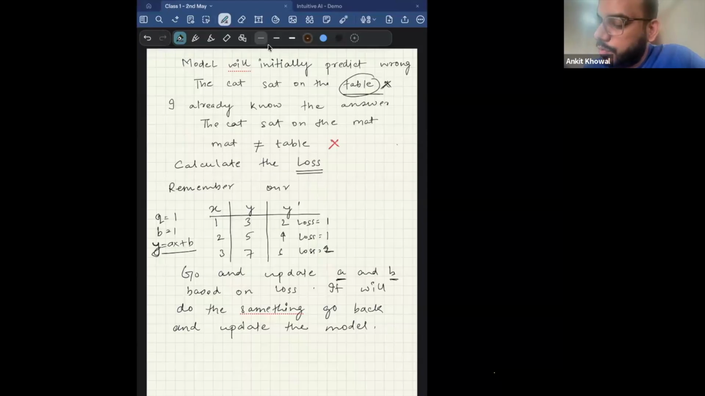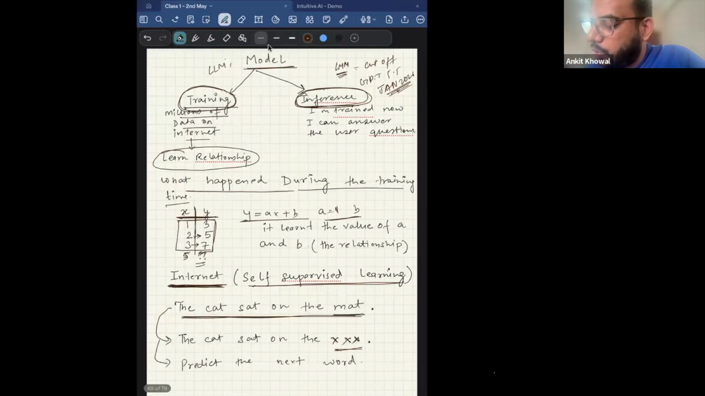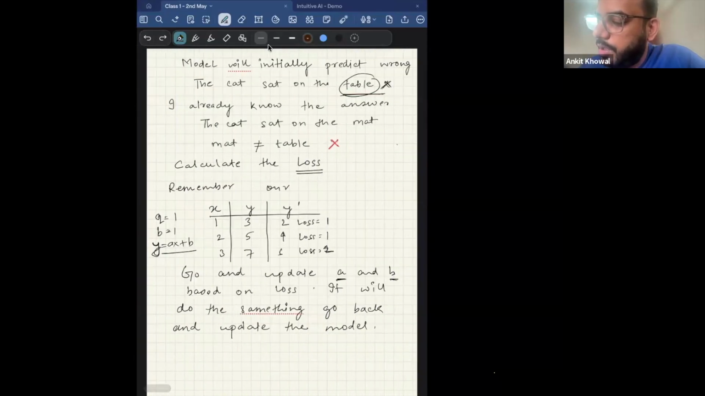But table is wrong because we know we have provided this input already and masked this part over here, right? Before masking, I know over here it should have been mat, right? Now the model, because it was untrained during this part of the training, it predicted just table. So now what I know, mat is not equal to table. So what I will do is I will calculate the loss.